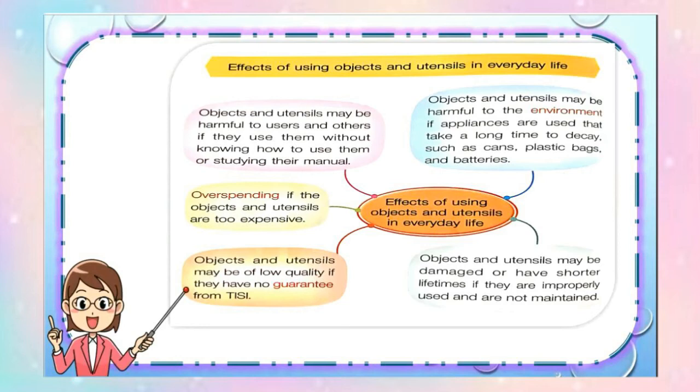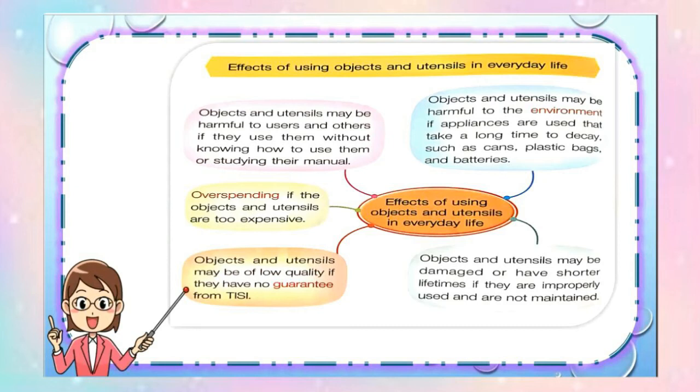Okay, so we need to remember those 3 principles. Again, what are those? Benefit, saving, and safety. Okay, number 3. Objects and utensils may be of low quality if they have no guarantee from TISI. So again, remember, if there's no TIS label, that means it could be low quality and what will happen? It will get broken easily, it will be damaged easily, and you have to buy again. So that means it costs you more money.